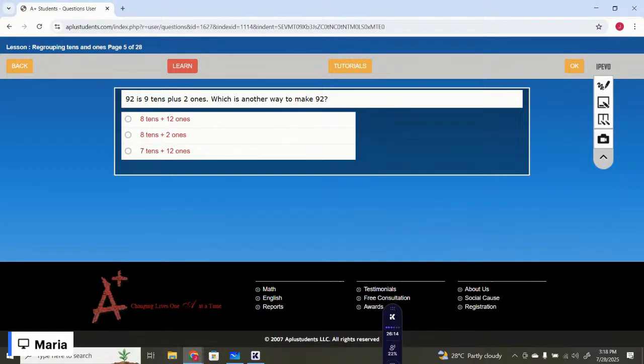Ninety-two is 9 tens plus 2 ones, which is another way to make 92. That is 8 tens plus 12 ones. Option number 1 is the correct option.